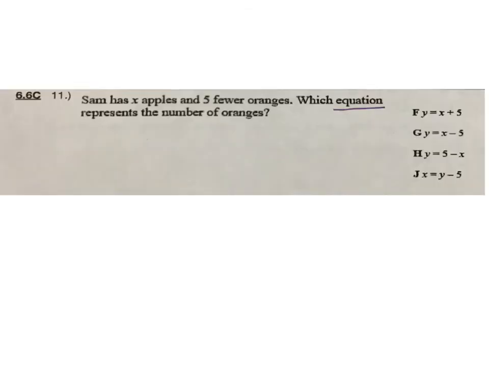Number 11. Sam has x apples and 5 fewer oranges. Which equation represents the number of oranges? Is it F, y equals x plus 5? G, y equals x minus 5? H, y equals 5 minus x? Or J, x equals y minus 5?